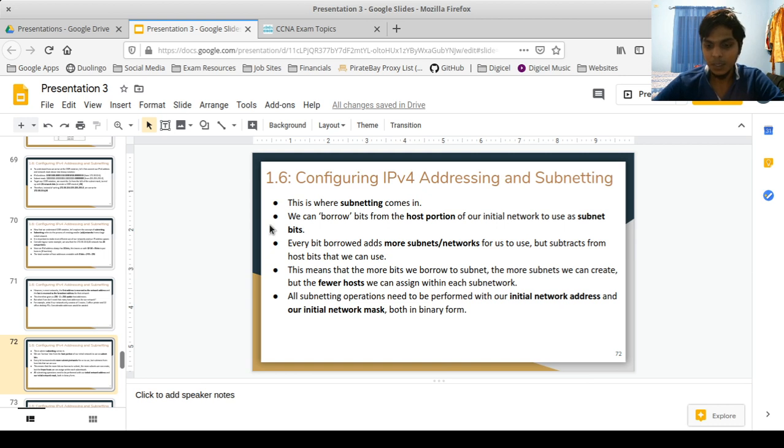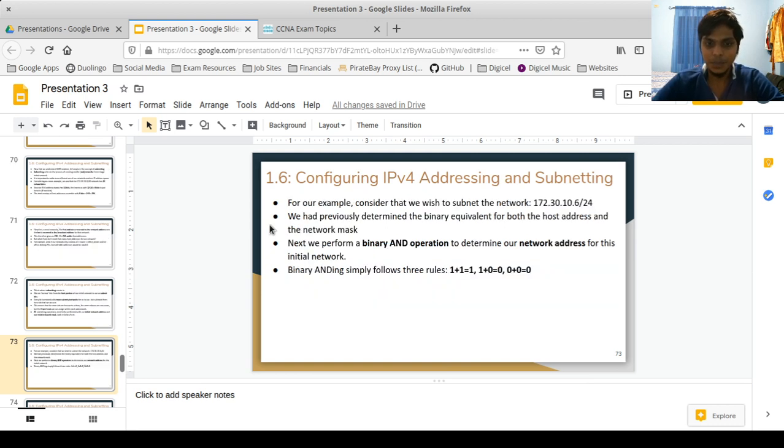And you'll see some more math here now. So for example, consider that we wish to subnet the network 172.30.10.6/24. So this is our initial big network. We had previously determined the binary equivalent for both the host address and the network mask. Next, we perform a binary AND operation to determine our network address for this initial network. Remember we discussed network addresses a little bit before. We said that every single network has 2 special addresses. One of them is the network address. So now you're going to see how we get that special network address.